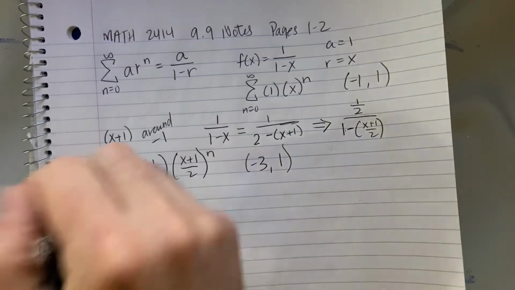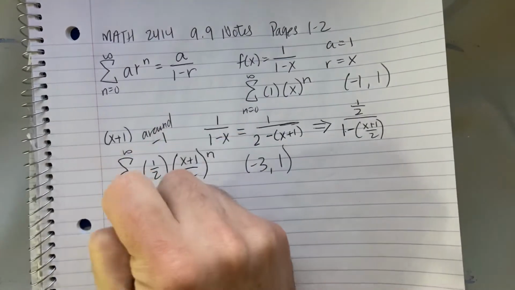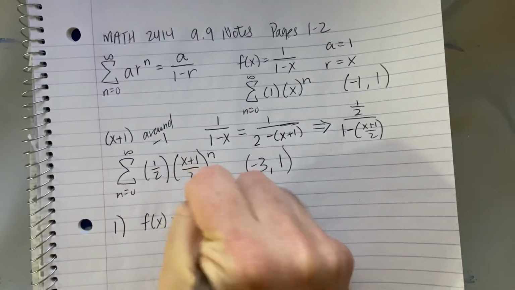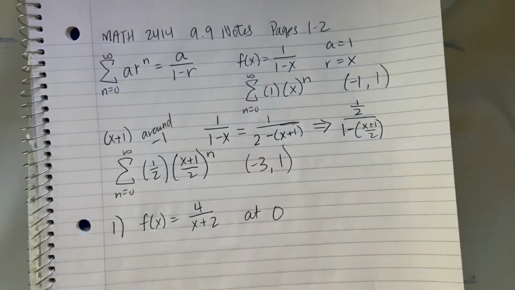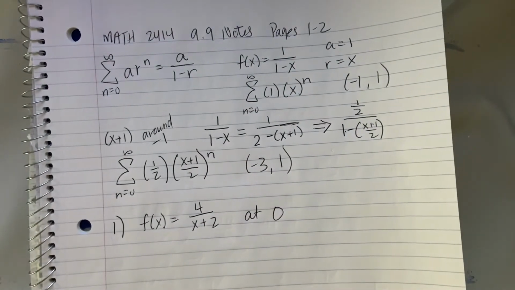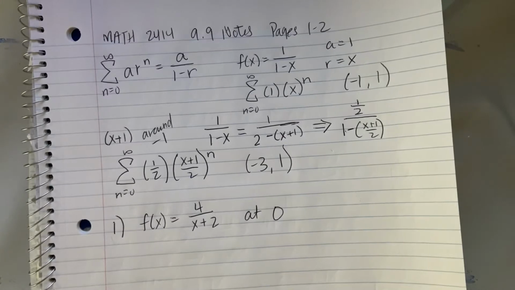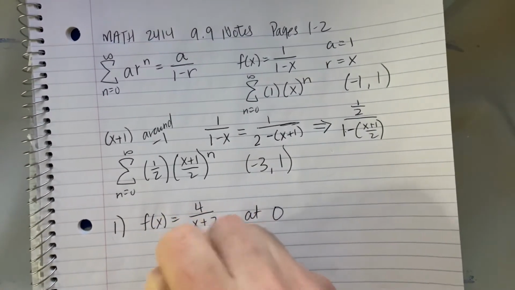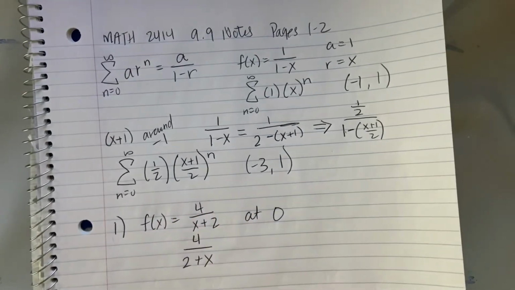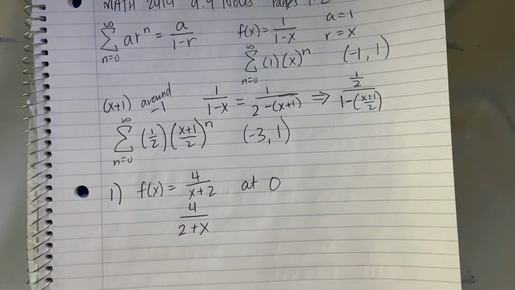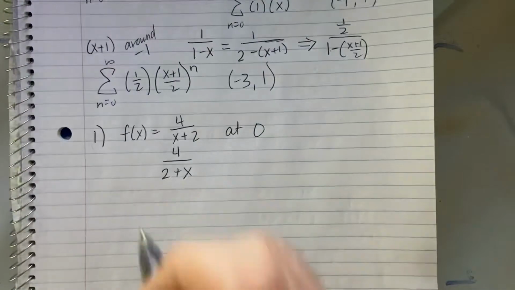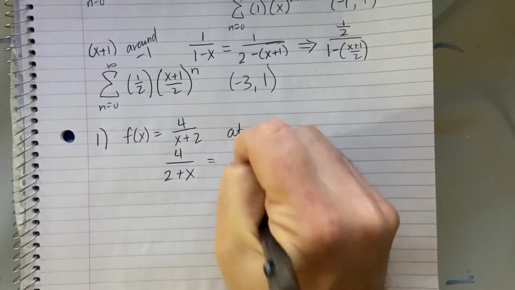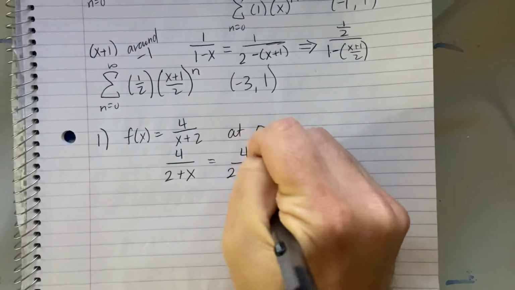So if we go to page 2, number 1, it says, find a power series for f of x equals 4 over x plus 2, centered at 0. So this is the kind of thing we're going to have to do. Now, I know the constant should always be first in the denominator, so let's start with this. In order to get it to look like a over 1 minus r, I know it's supposed to be a minus sign here. But this is the same as 4 over 2 minus -x.